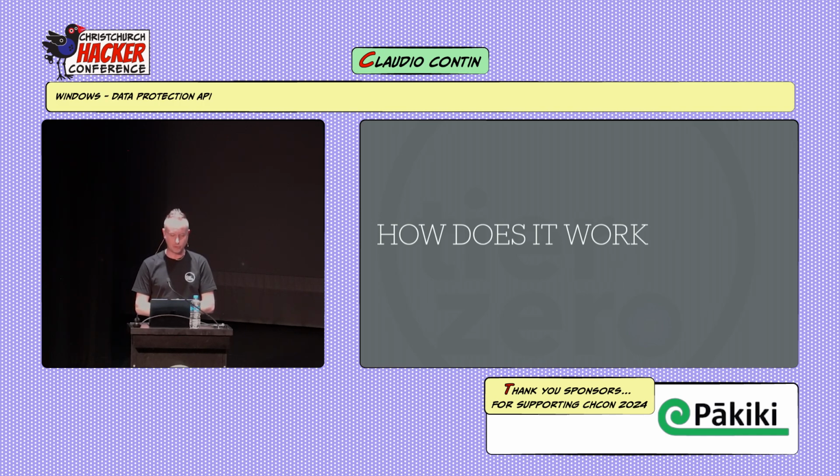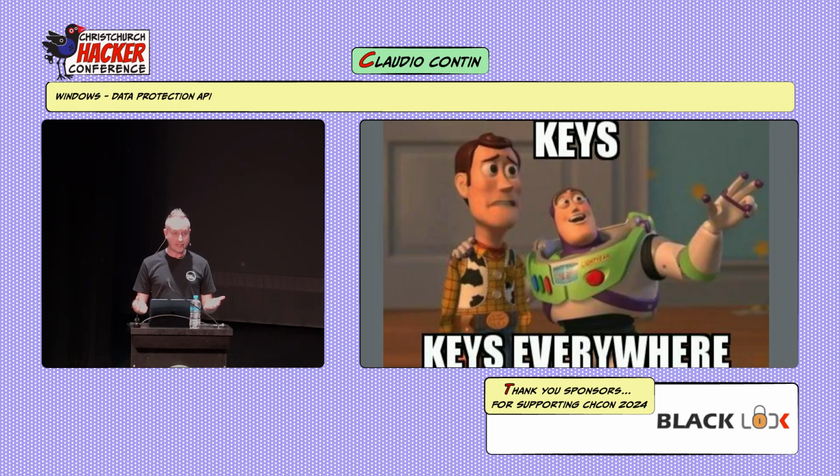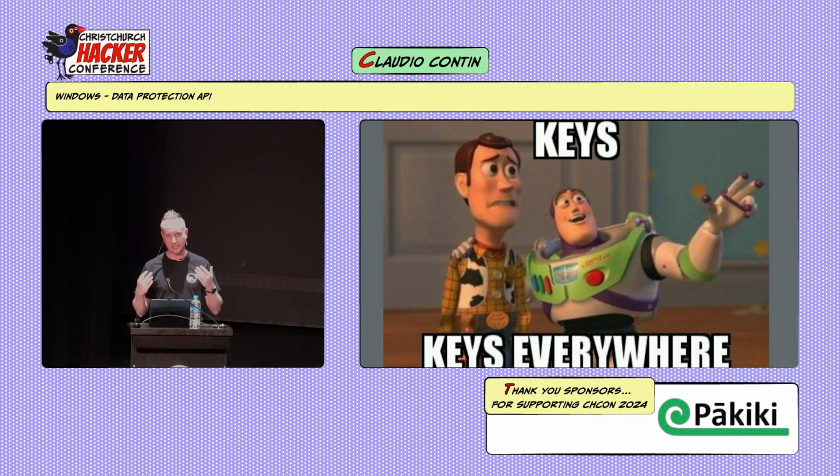So to be able to understand it, especially from an offensive security perspective, we need to understand how it actually works under the hood, right? Of course, when we talk about encryption, there are keys. That's the case for the DPAPI as well. There are keys involved, okay?